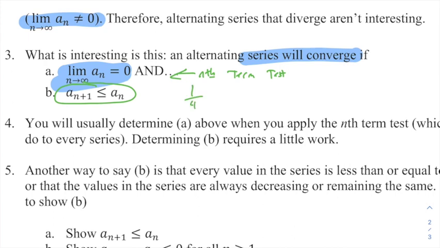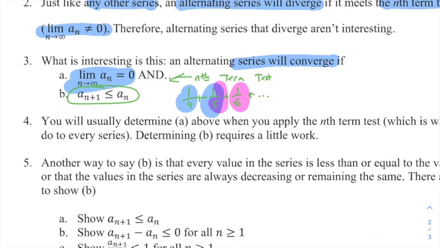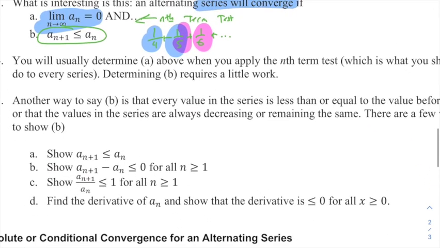So for instance, if we have a series 1/4, 1/5, 1/6, ... See, the next term is always smaller than the one before it. 1/5 is always smaller than 1/4. Or we could say 1/6 is always smaller than 1/5. So that's important, and sometimes we'll have to show that, and other times we won't.